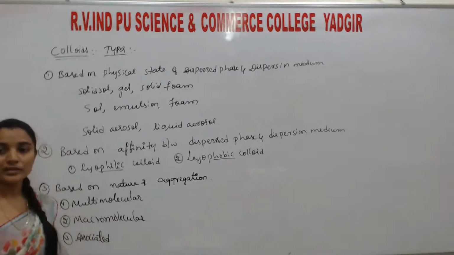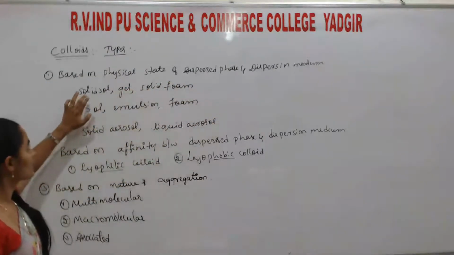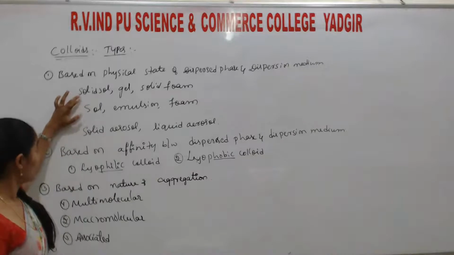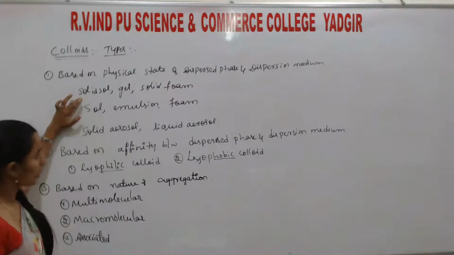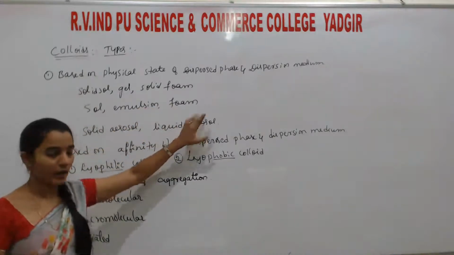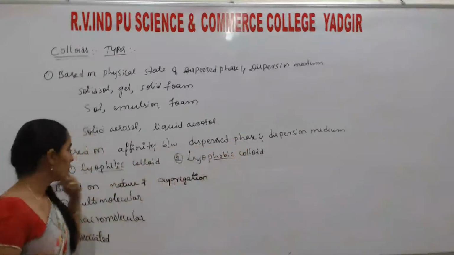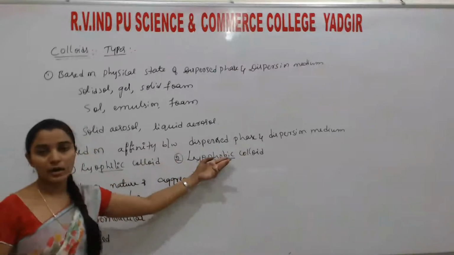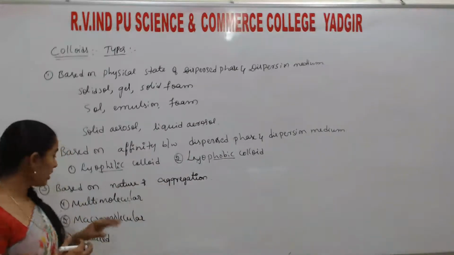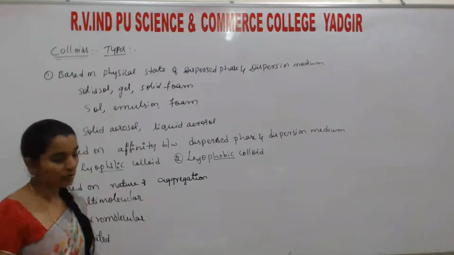This is the classification. One is based on the physical state of dispersed phase and dispersion medium. They are classified as solid sol, gel, and solid foam. If liquid is the dispersion medium: sol, emulsion, foam. Solid aerosol, liquid aerosol. Next, based on the affinity between dispersed phase and dispersion medium, two types: lyophilic colloid and lyophobic colloid. Based on the nature of aggregation, aggregation means collection: multimolecular, macromolecular, associated. So students, I'll explain one by one.